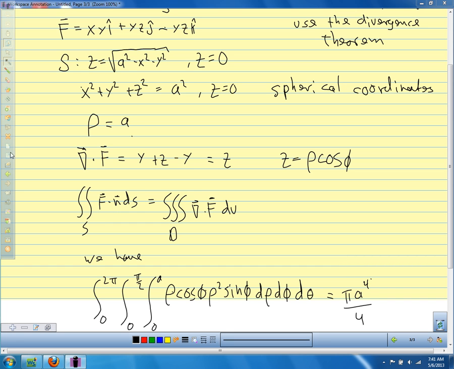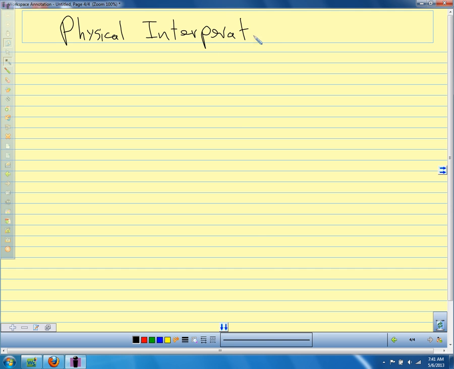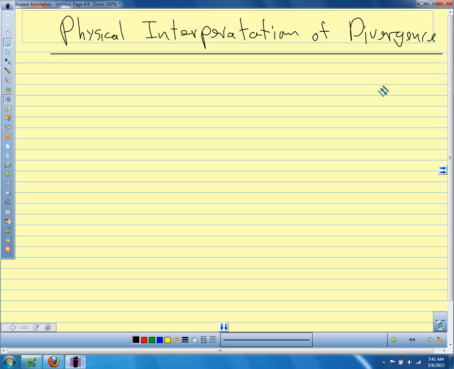All right, I want to talk quickly about a physical interpretation of the divergence. Because divergence was one of the first quantities that we calculated at the beginning of the chapter. In 15.1, we talked about how you calculate the divergence of a vector field. And we kind of hinted about what the divergence was, but we said we needed to do some more work before we could really interpret it. So we just talked about the divergence theorem.